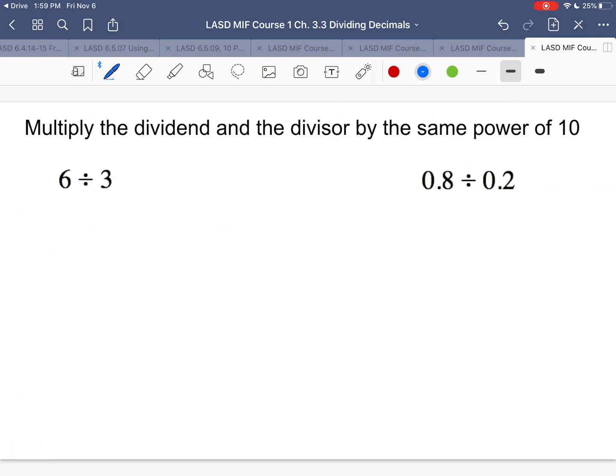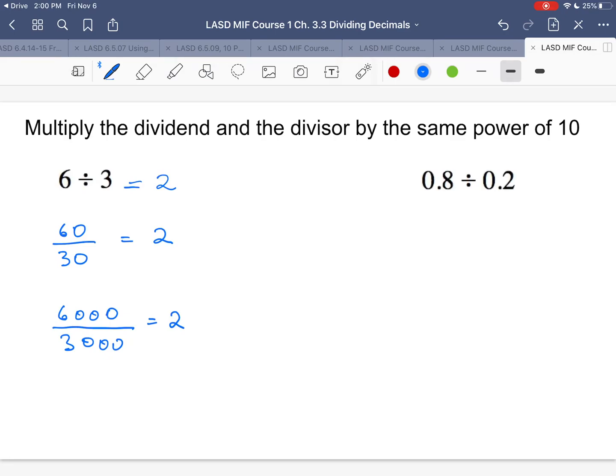We can also multiply the dividend and the divisor by the same power of 10. So here we have 6 divided by 3, which is 2. But if we multiply both of them by the same power of 10, let's say we multiply both of them by just 10, we have 60 divided by 30, which is also 2. Or how about if we multiply both of them by 1000? We would have 6000 divided by 3000 is also 2. So multiplying the dividend and the divisor by the same power of 10 does not change the answer. It will still be 2.